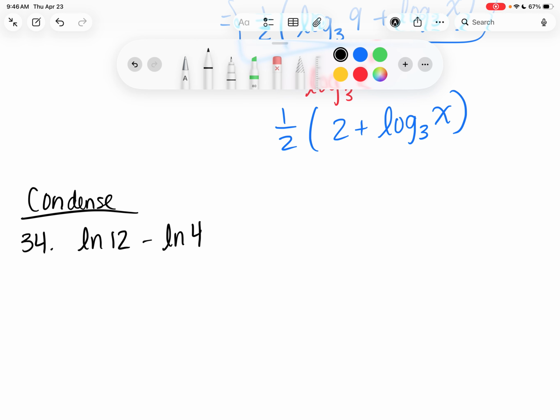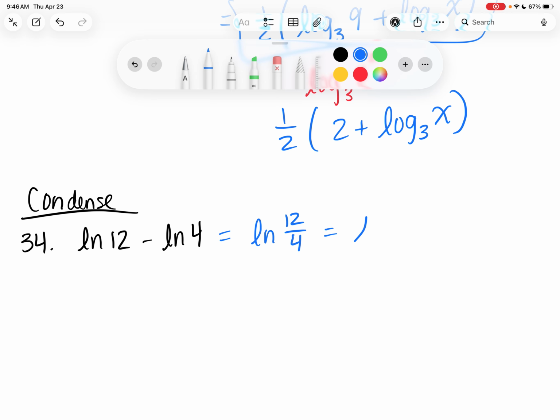Okay, we're working the opposite way now. So ln of 12 minus the ln of 4. This is a difference of logs. That means that it needs to become the log of a quotient. When we do it, it's always top minus bottom. So this is going to become the ln of 12 over 4. Now, once you do that, you should simplify if it's a fraction that can be reduced.